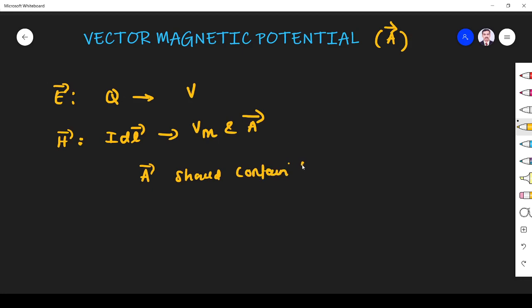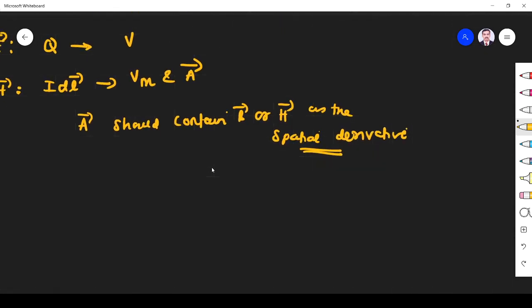either B or H, magnetic field or magnetic field intensity, as the spatial derivative. Since we have to find the change in every direction, it should have a spatial derivative of B or H. So we have two spatial derivative operations: one is the divergence of that vector, another one is the curl of the vector. Because we are going to have a vector magnetic potential, this should contain B or H.